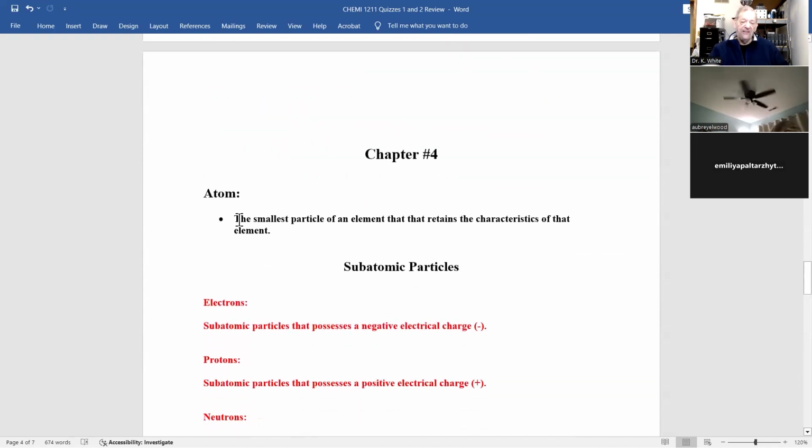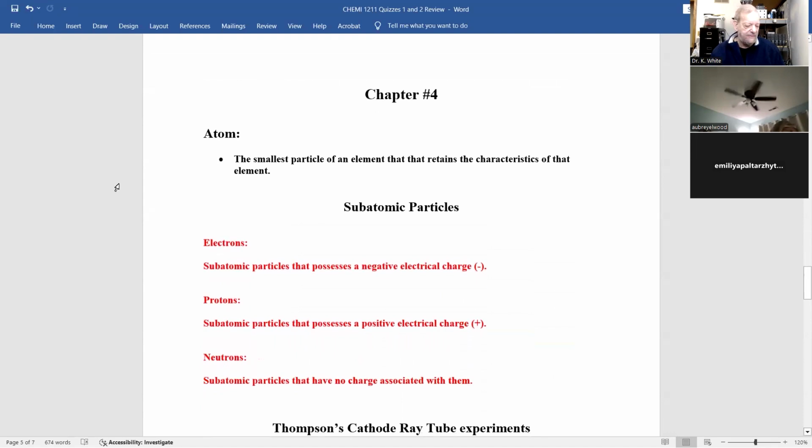All right, let's really get into chemistry now. I started in chapter 4, and we talked about the atom. And you should know that the atom is the smallest particle of an element that retains all the characteristics of that element.